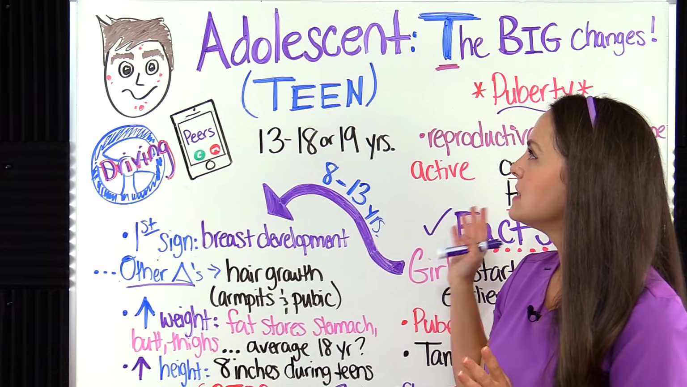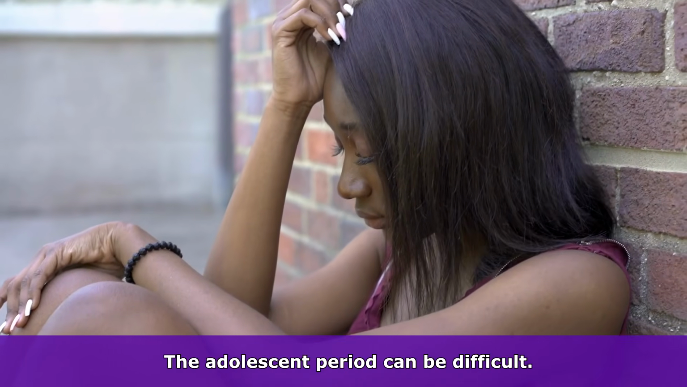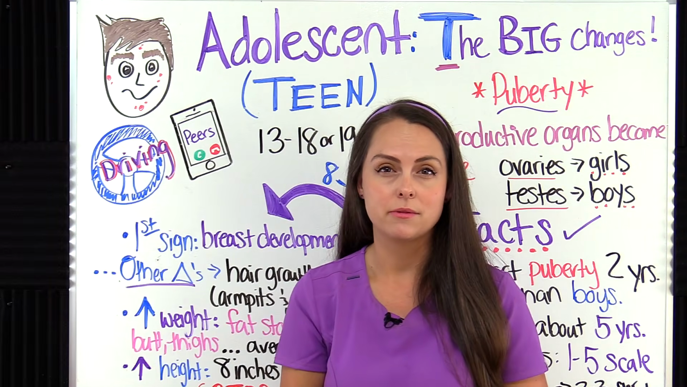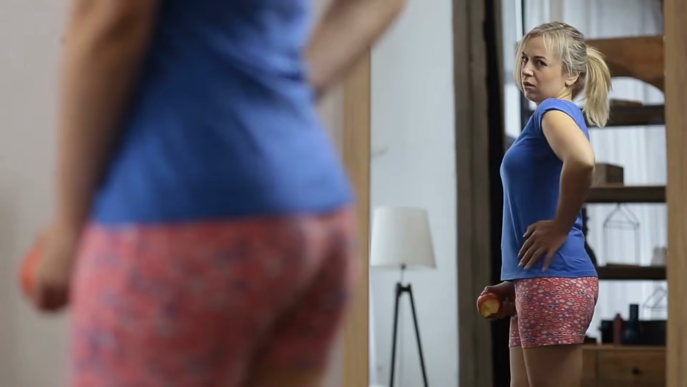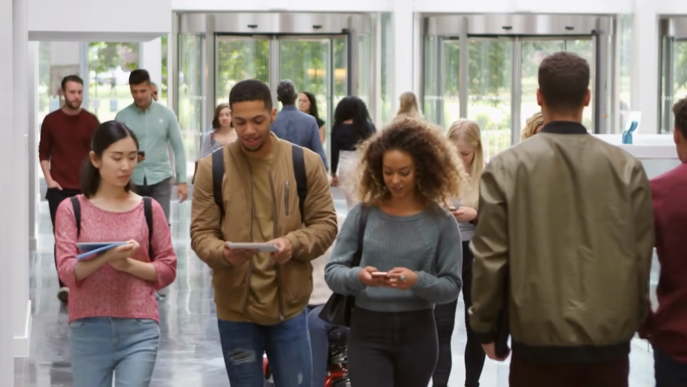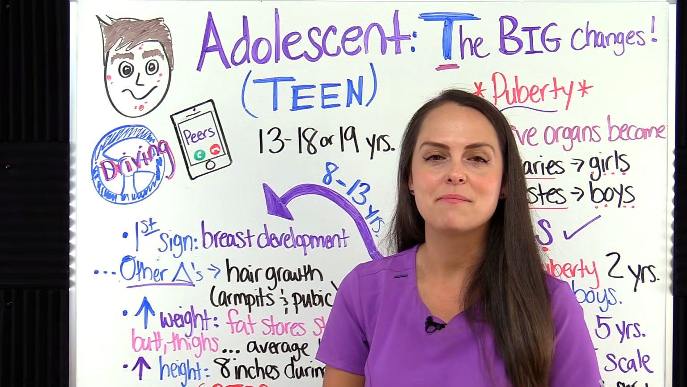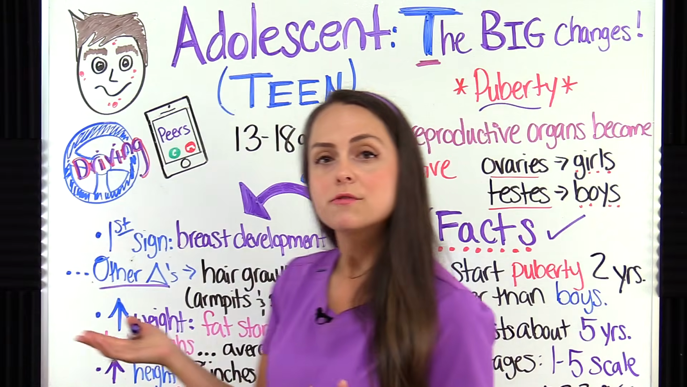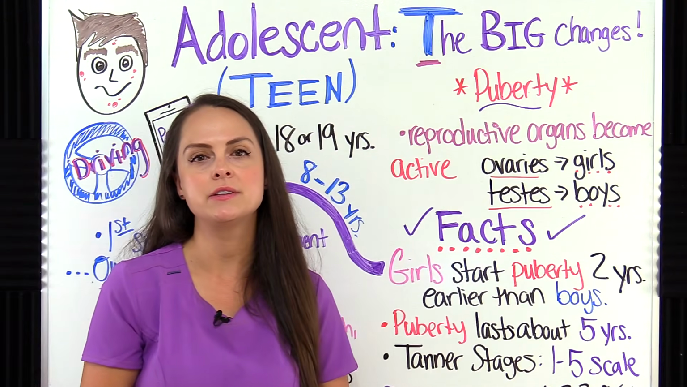So adolescence is a very challenging time for a child because they are dealing with all of those changes physically that our younger age groups really didn't have to deal with. Plus, they're trying to find their identity, dealing with their body image, and trying to maintain relationships because peers are really important to them. So to help us remember all those important concepts about the adolescent, we're going to remember the word TEEN.